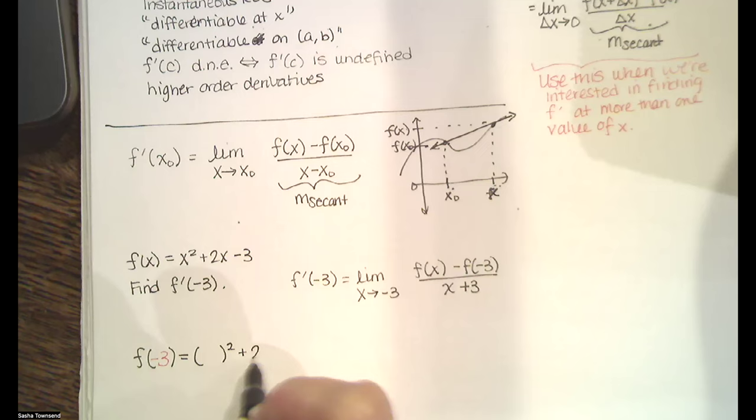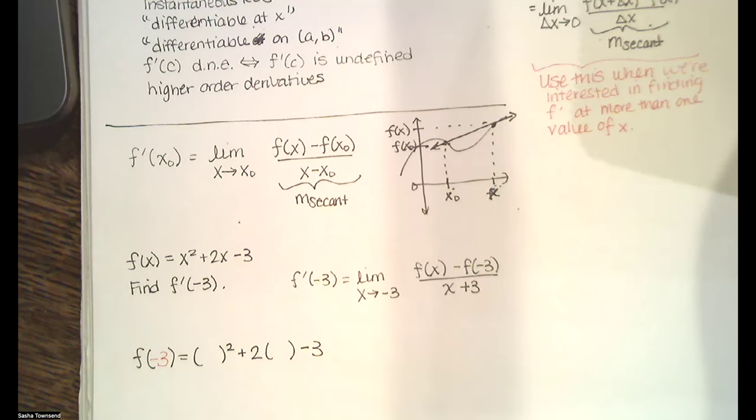So we're going to take our input and square it. We're going to add 2 times our input. We're going to subtract 3.